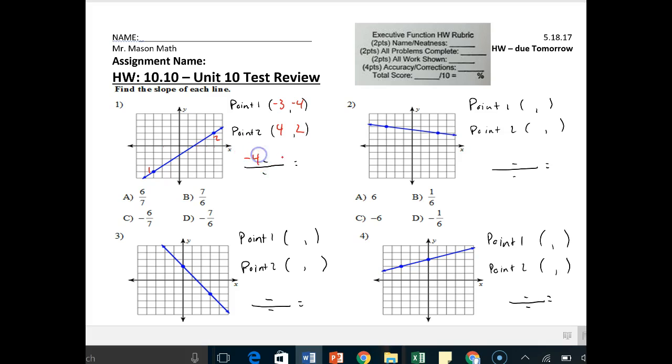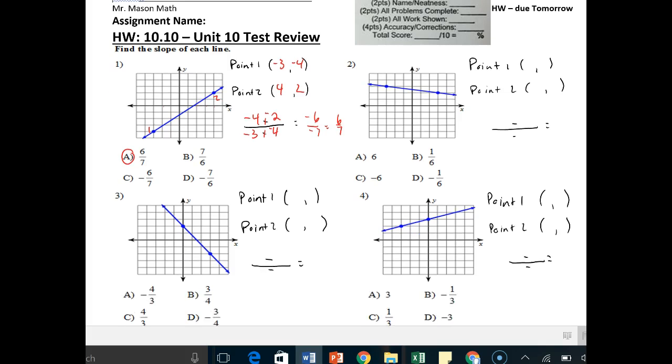So negative 4 minus 2 over negative 3 minus 4. You keep change, plus a negative. We get negative 6 over negative 7, which is 6 over 7. So A is your answer on that one.